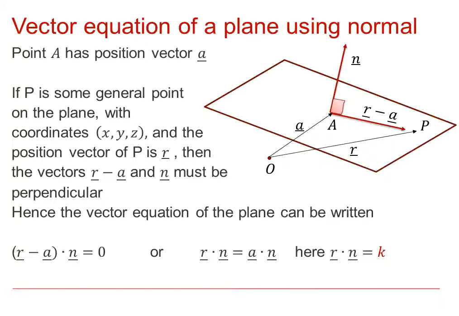There's an important little detail here. Once we dot a with n, remember a is a known position vector and n is a known normal vector. Once we dot a with n, we get a constant, and EDX will refer to that constant in their formula book and notations as k. So you can use r dot n equals a dot n, or once you've dotted a with n, you can think of it as r dot n equals a constant k.